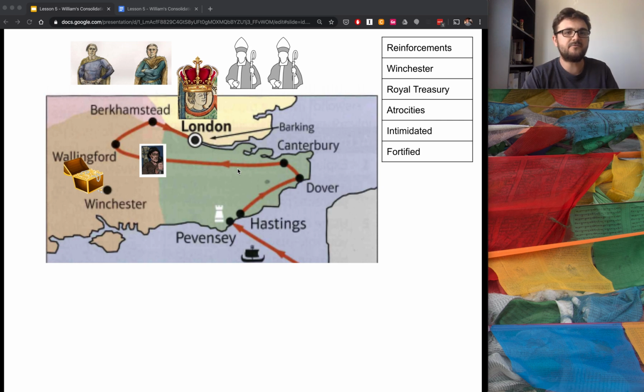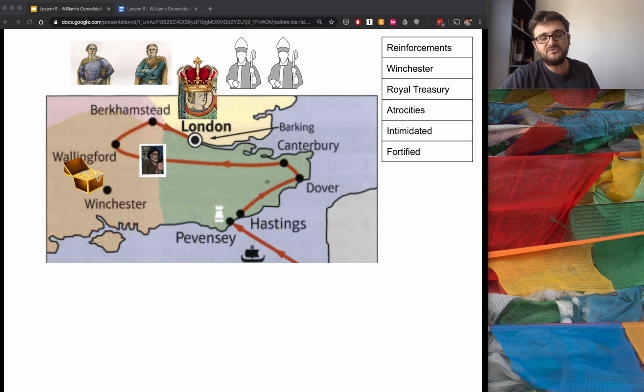Now, as you can see from the red line, he doesn't march straight to London. He marches past London and then swings round from the north. And the reason why he's trying to surround London is because he knows the Witan and King Edgar in London will be safe behind the walls of London.